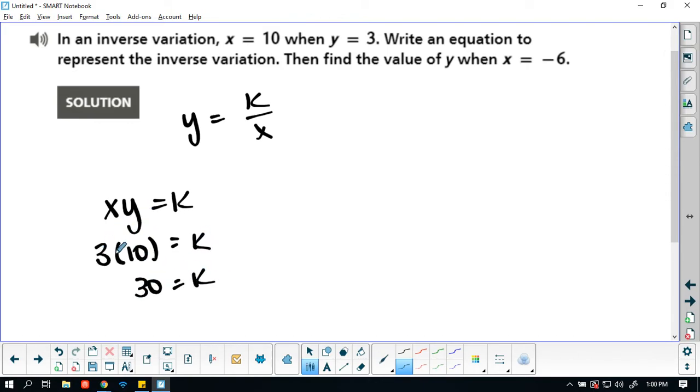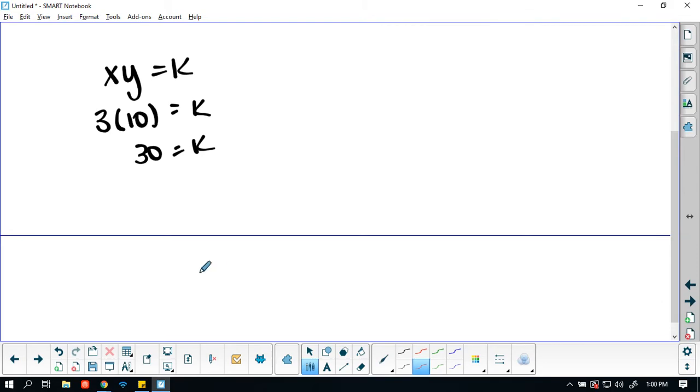And I know I switched my x's and my y's when I came back down. I'm sorry about that. The next part that I'm going to do is put this in the equation. y equals 30 divided by x. And then I'm going to solve for y when x is equal to -6.